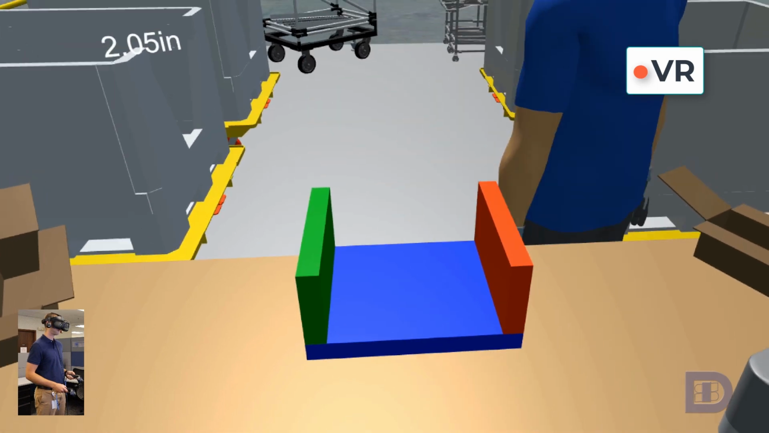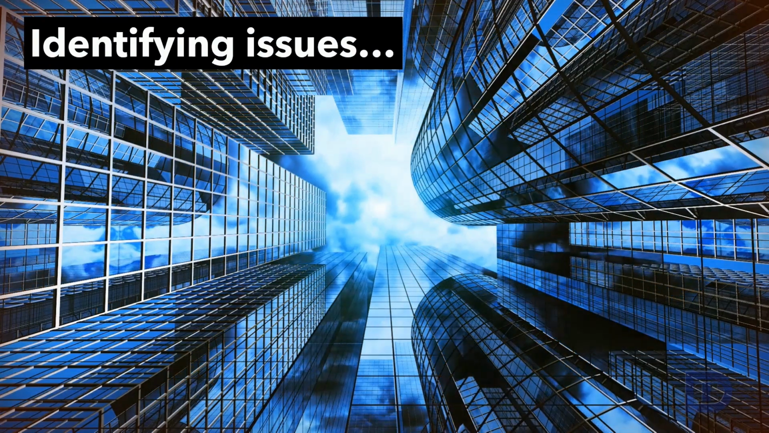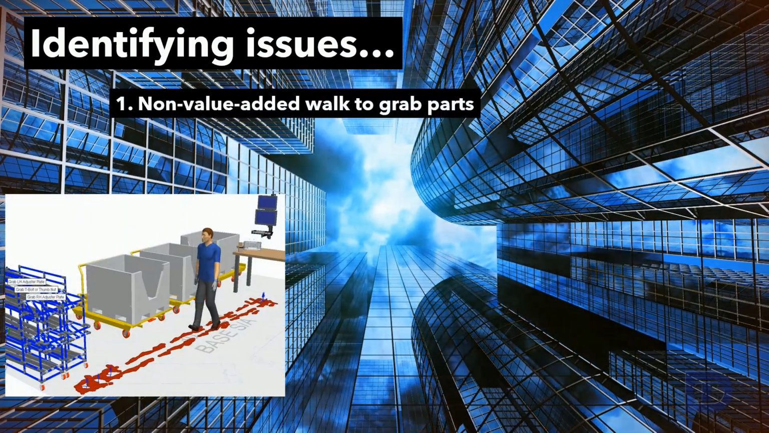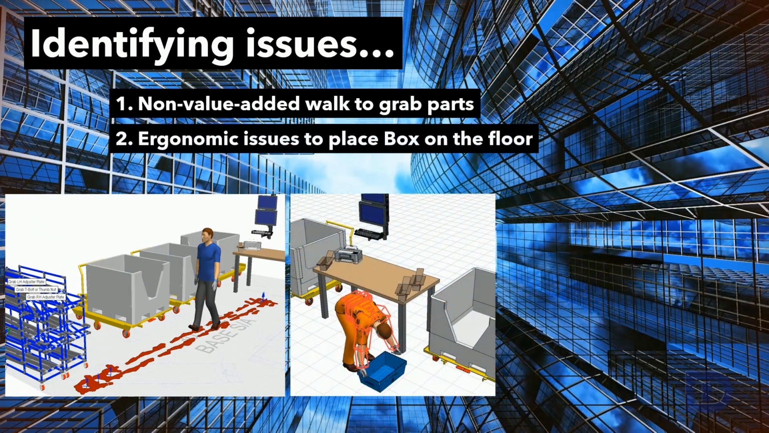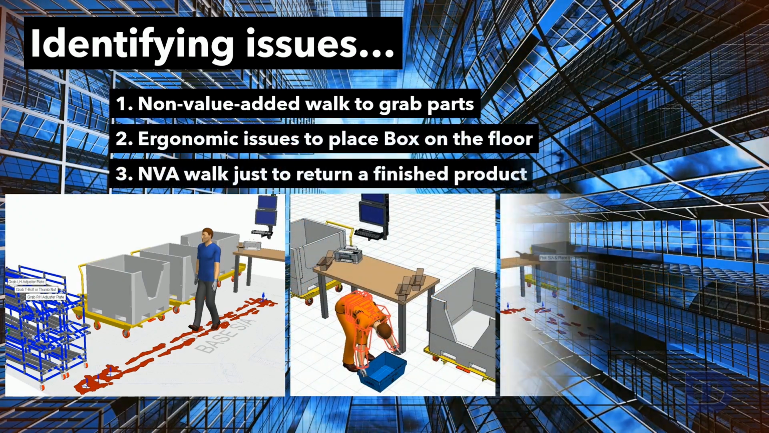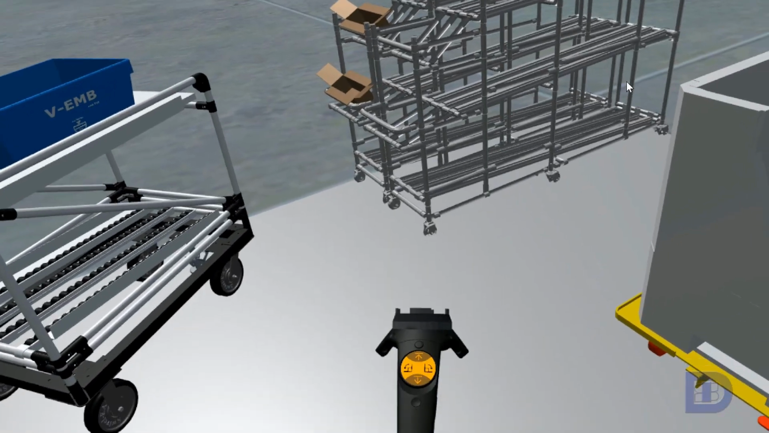After watching just a few cycles, it is evident that there are a few issues in this station. 1. Non-value added walk for the operator to grab parts from the GFR rack. 2. Ergonomic issues to place the finished box on the floor, which is excessive bending. 3. Non-value added walk just to return a finished product after his cycle.